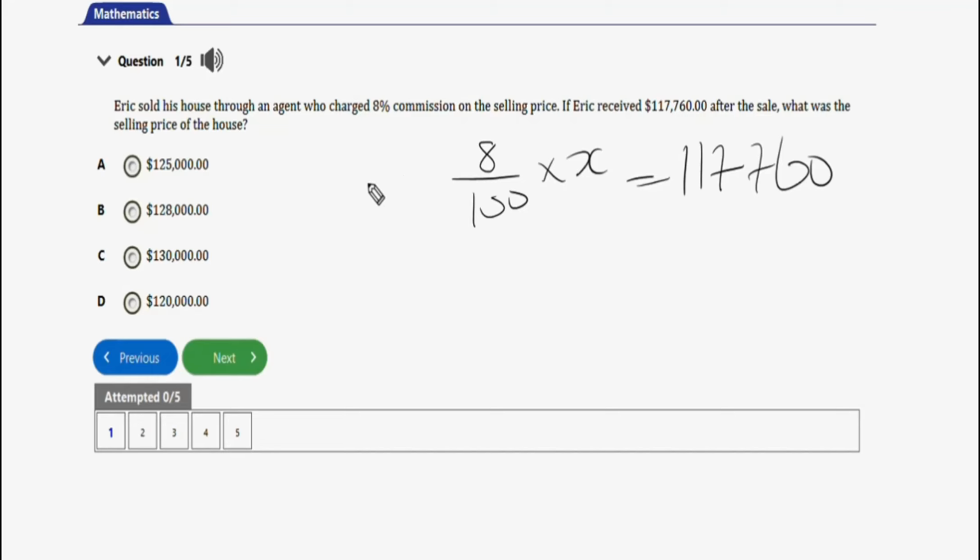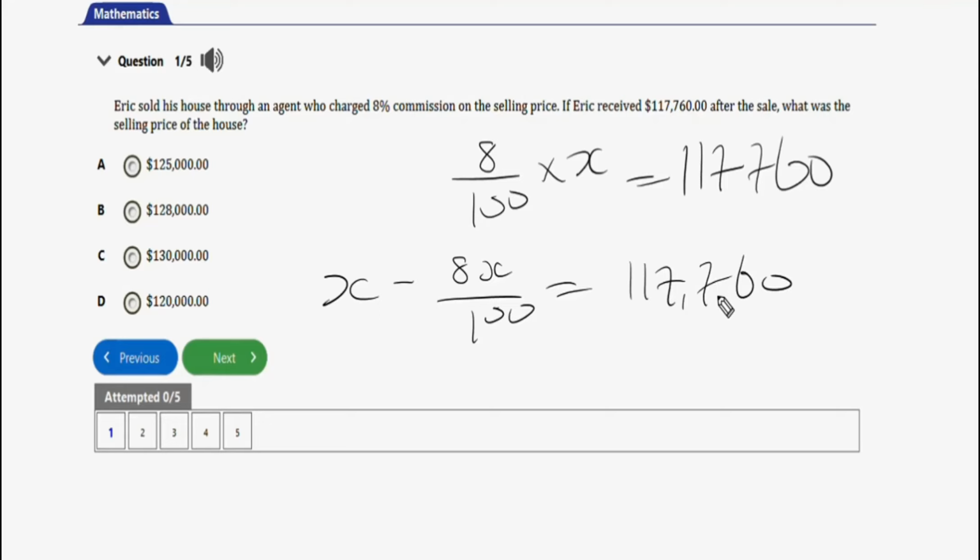So for you to get the selling price of the house, since the selling price is X, it will be X, the selling price, minus the 8% commission. So this is 8x over 100 equals the money he received. This is the mathematics we need to solve. The selling price is unknown, call it X, minus the commission, that's 8% of the selling price, 8x over 100, equals this. So let's punch this on a calculator now to get the answer.